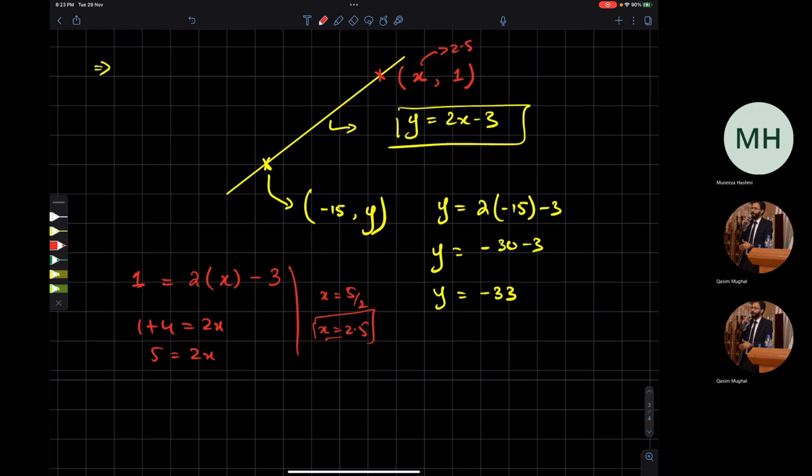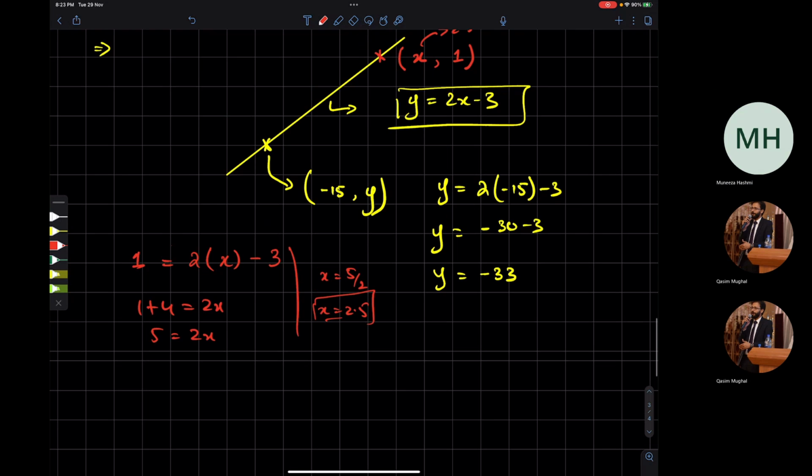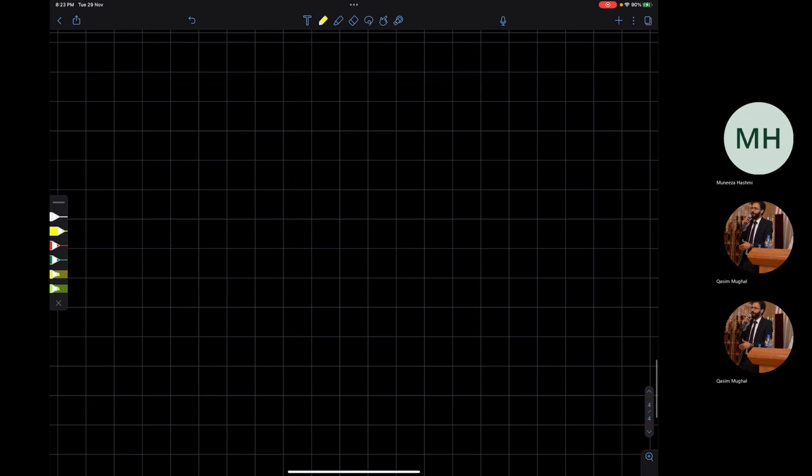Okay, now moving on to the cases which you studied in your O levels about creating the equation. Now there were 3 cases. One was the point slope form. Point slope form was basically you're provided with a point, that line is passing through this point, and it has a gradient of 5, for example.